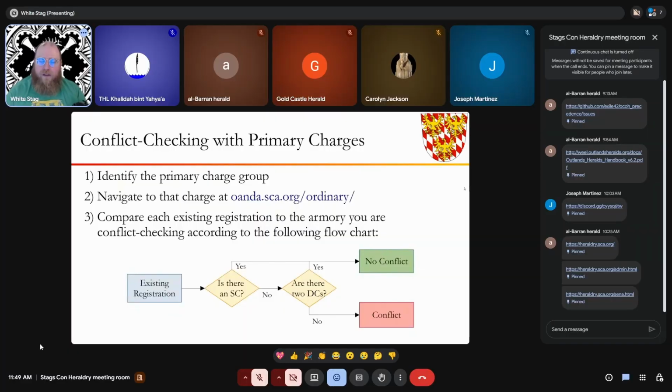So this is my wildly oversimplified flowchart for conflict checking. The first step is to identify the primary charge group. If there is not a primary charge group, you go to the end of this presentation where it says conflict checking without a primary charge. Assuming you have a primary charge, and most armory does, identify what that primary charge group is. Then you navigate to that charge at the ordinary.